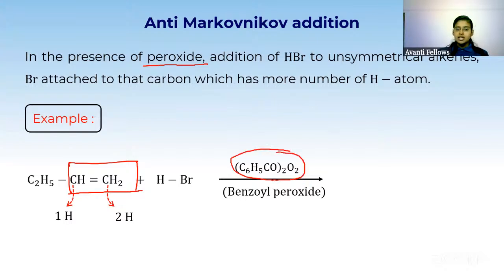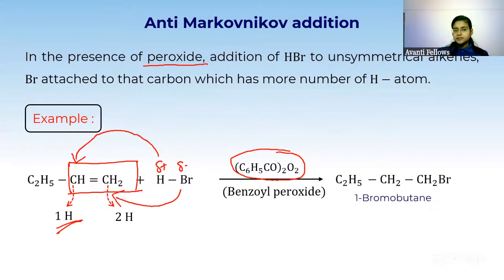It means the positive part of the attacking molecule will go to the carbon which has less number of hydrogen. Okay. In Markovnikov, it went to the carbon which has more number of hydrogen. Now it is going to the carbon which has less number of hydrogen. Just the opposite. Okay. Very easy. And the bromine will go to the carbon which has more number of hydrogen. So we will get a product like this.